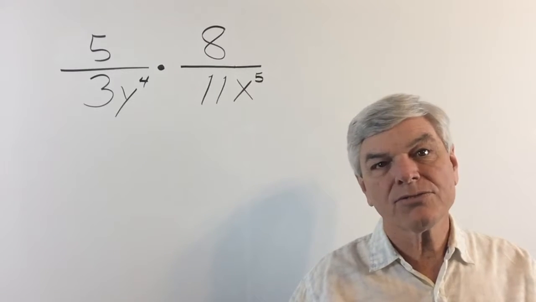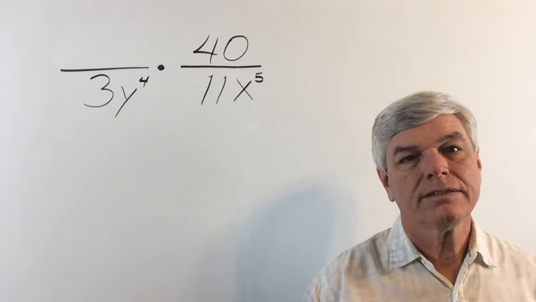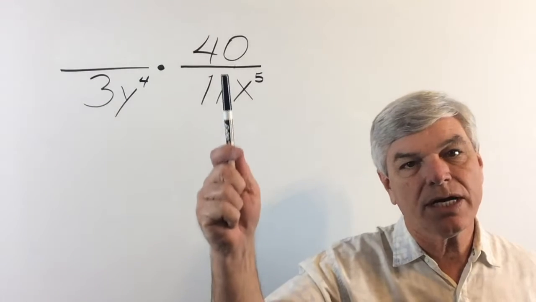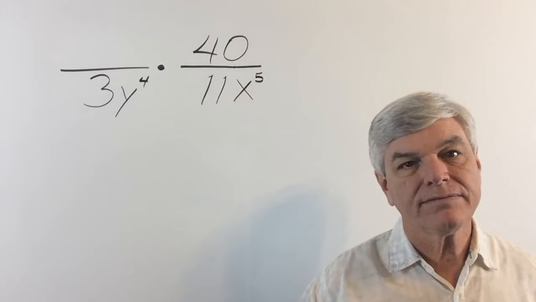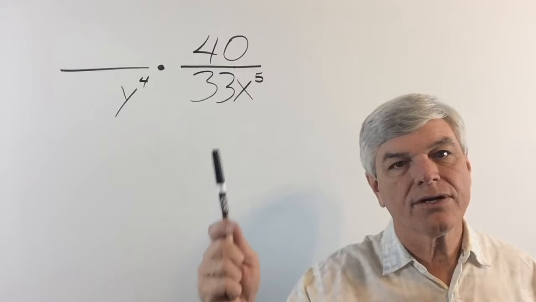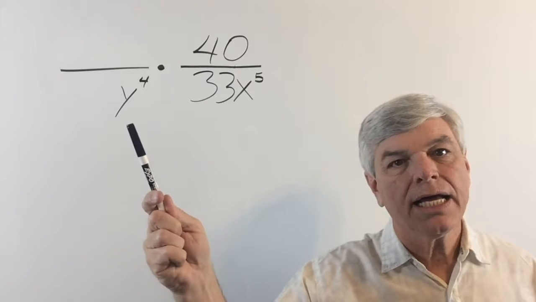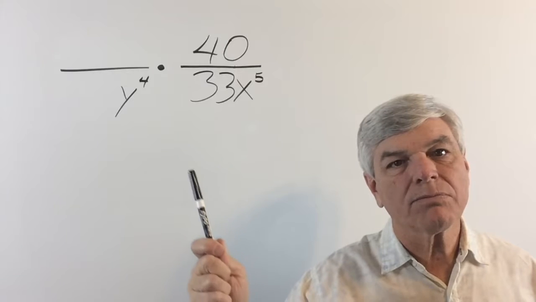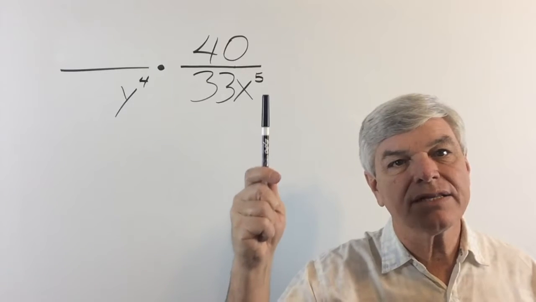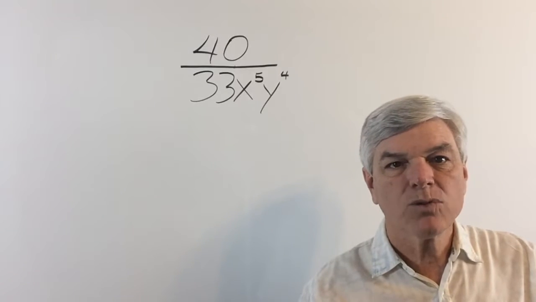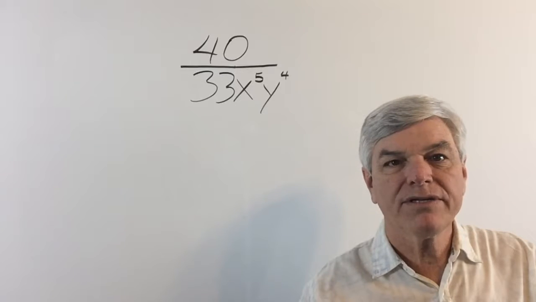And so now we can just multiply this out. 5 times 8 is 40, and 3 times 11 is 33, and there are no x's to multiply, and there's no y's to multiply, so it's just going to be x to the 5th times y to the 4th. Now let's do that with division.